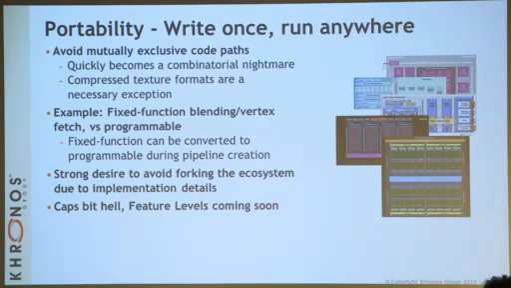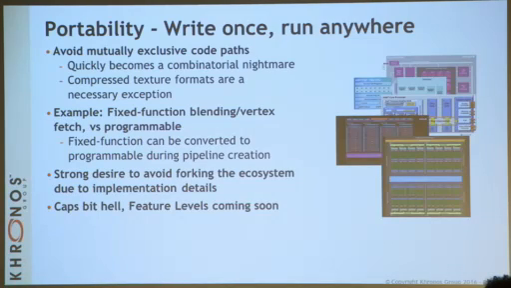Some hardware has fixed function blending and fixed function vertex fetch, and others just use programmability to implement it. So to avoid that kind of dichotomy, we keep the fixed function description in the API. It's part of the pipeline creation state, and it can be translated either to fixed function hardware or to programmability. And that all happens during pipeline creation. All the information the implementations need is there. There's no draw time recompiles to deal with it. So there's really a strong desire to avoid forking the ecosystem due to those sorts of implementation details.